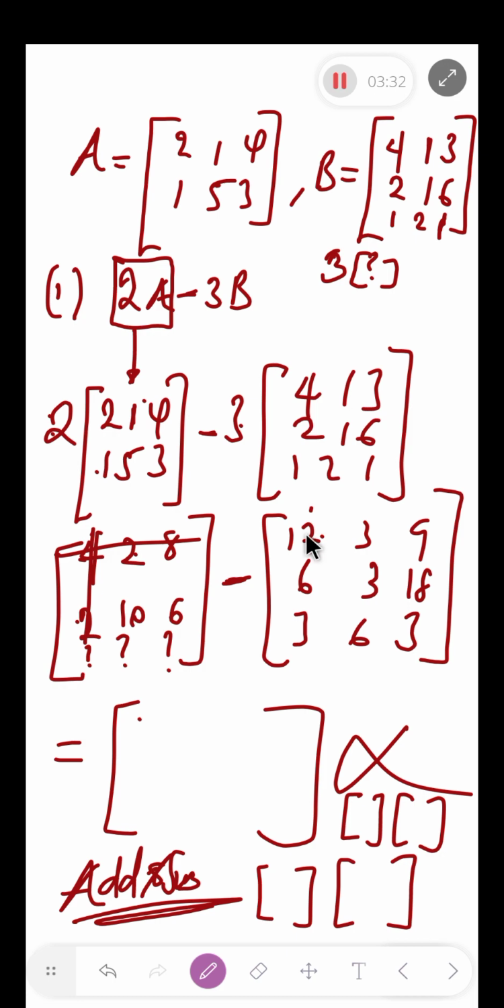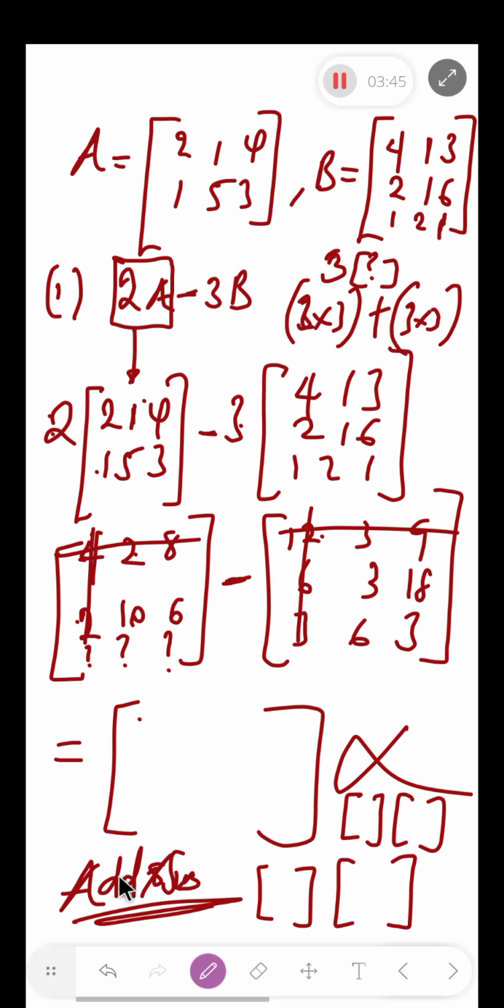This one is what? 3 by 3. So you can't add a 2 by 3 matrix with a 3 by 3 matrix. They must have the same dimension. You see, the same rule goes for subtraction also. So this is what I'm trying to say. So you have to be very careful for addition and subtraction.